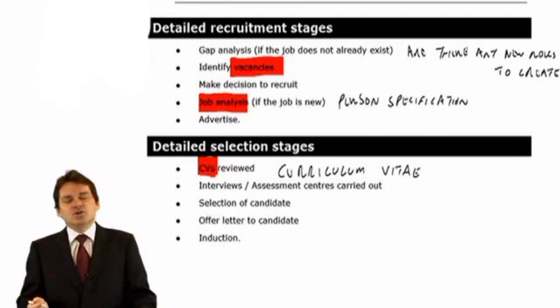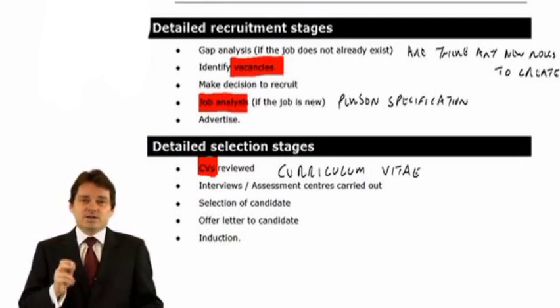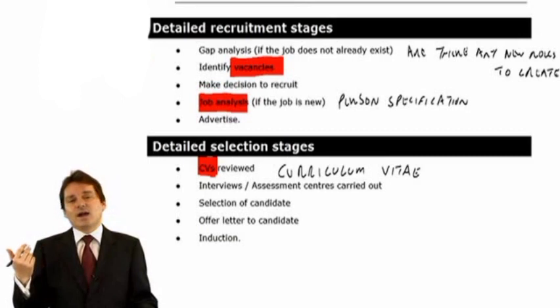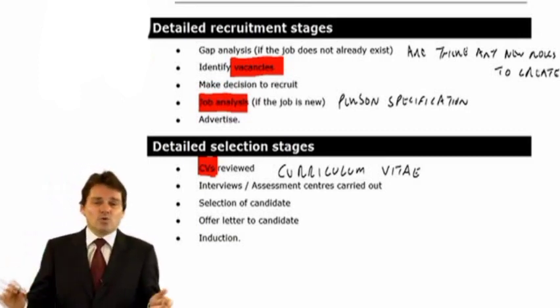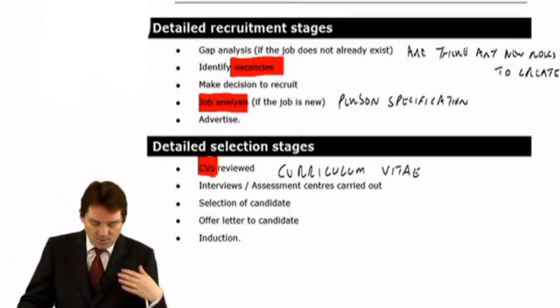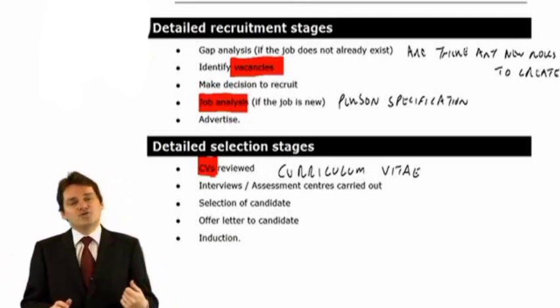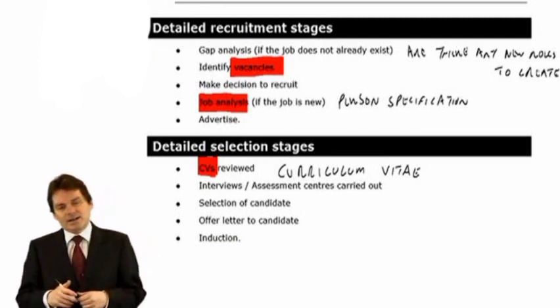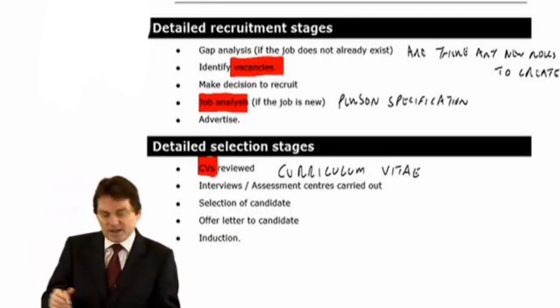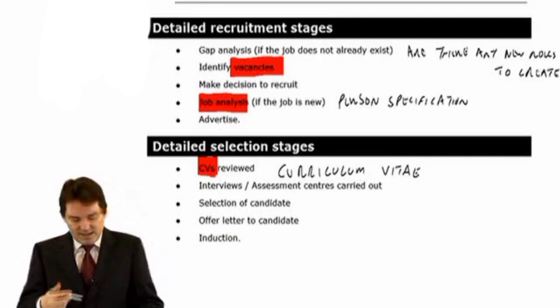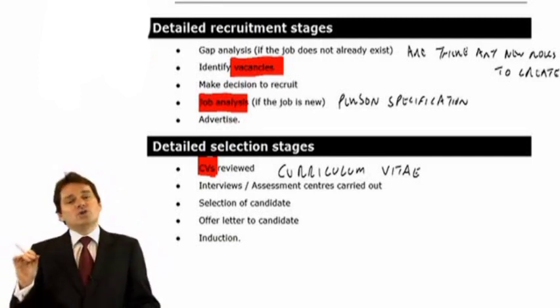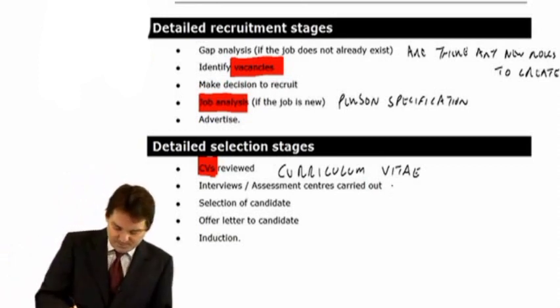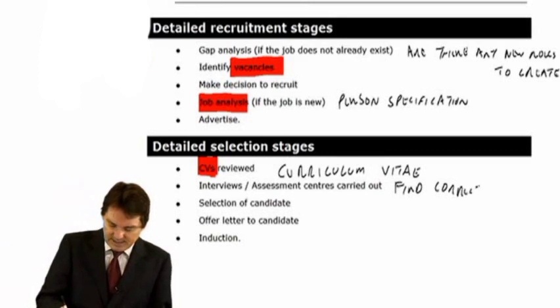There would be some candidates who are obviously not right for the job, and we would have to contact them and say, unfortunately, we're not going to be pursuing your application any further. But there will be other people that we are interested in meeting and finding out a little bit more about. A little bit later on, we'll be talking about interviews and what are called assessment centres. Both of those are used to try and find the correct candidate.